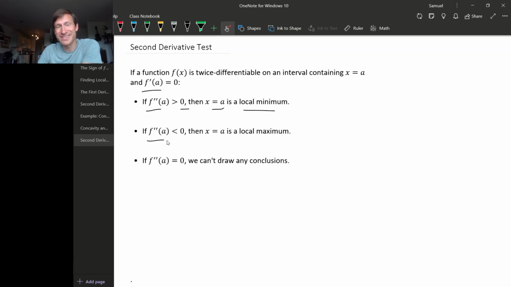If your second derivative is negative at your critical point or your critical number, then the critical number is a local maximum. And if the second derivative is 0 at your critical number, well, that doesn't tell you anything at all. You can't draw any conclusions from that.